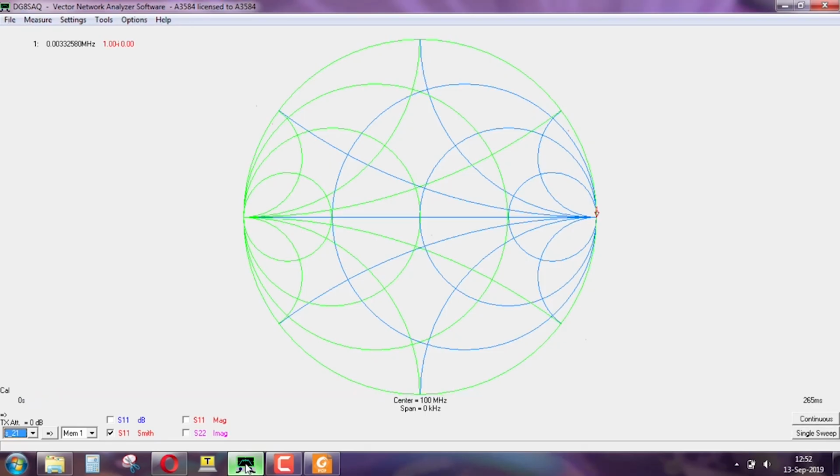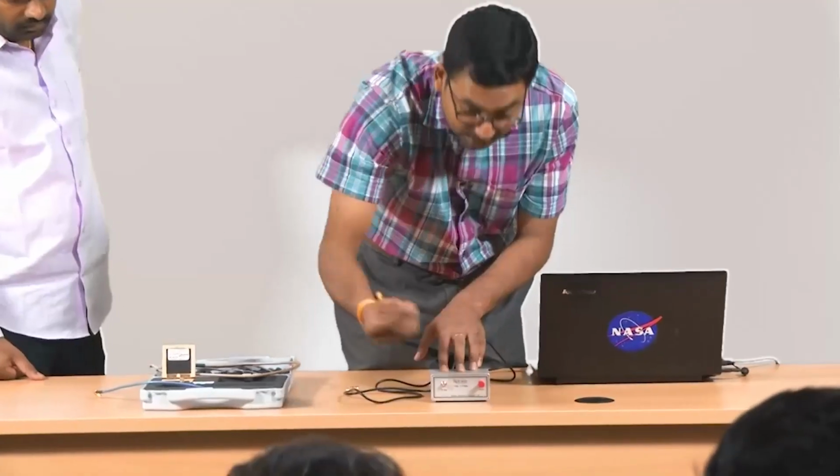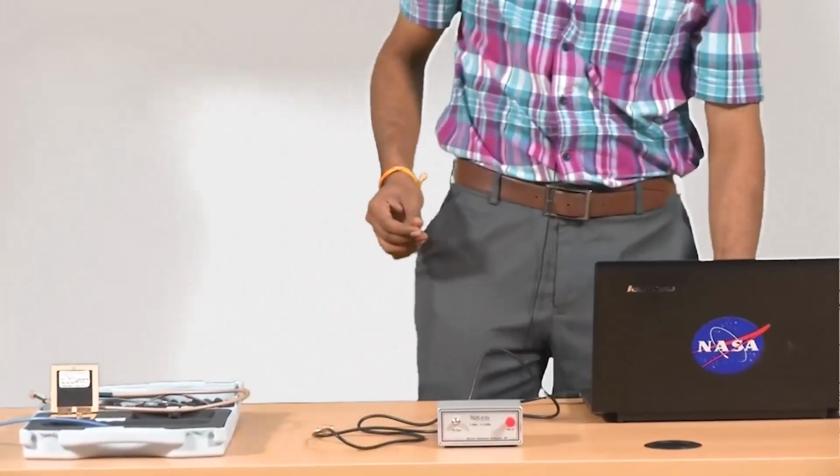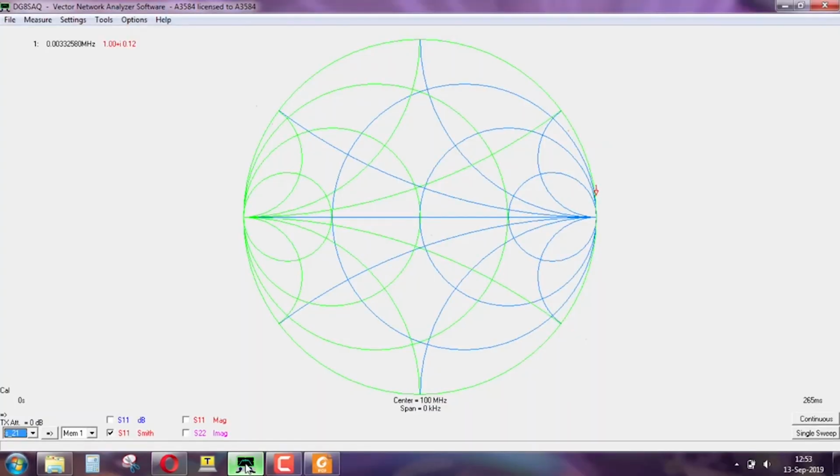So, now I have nothing connected to this. So, I am going to remove these connectors. All right. So, it is an open circuit. So, it is towards the edge. Now, you will notice that it is a little bit away, right. It is not right in this place.